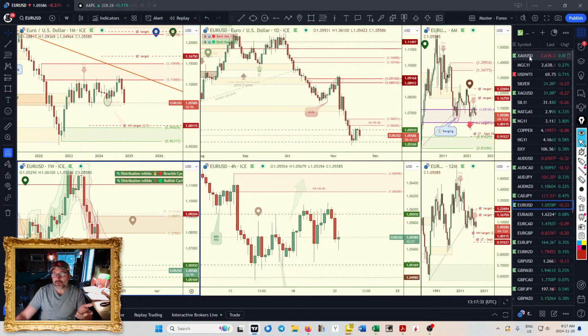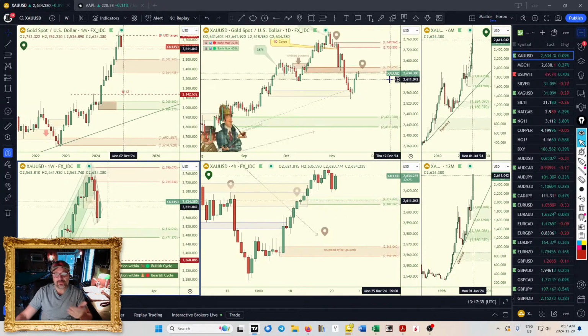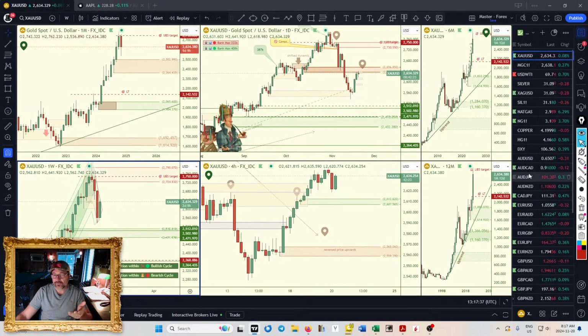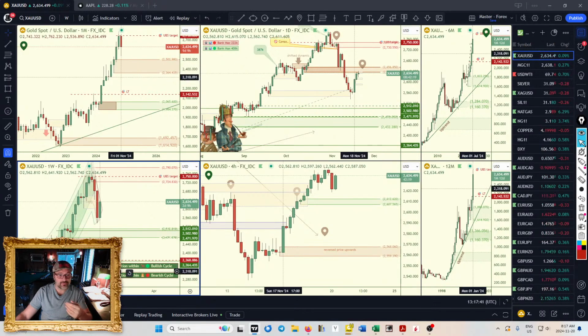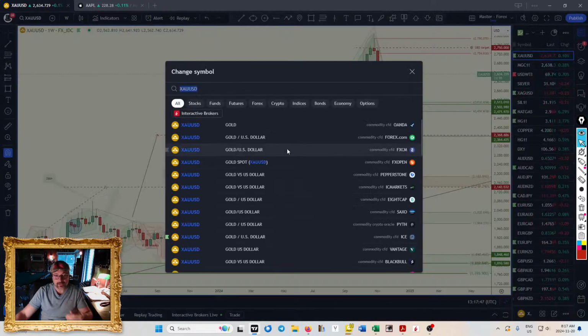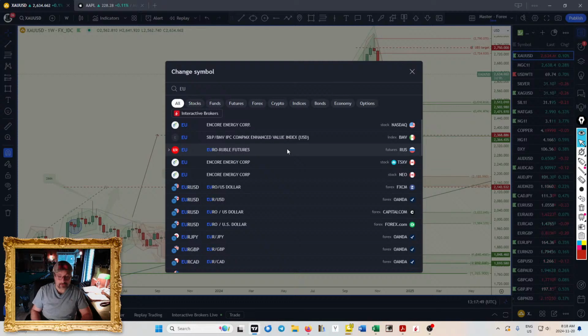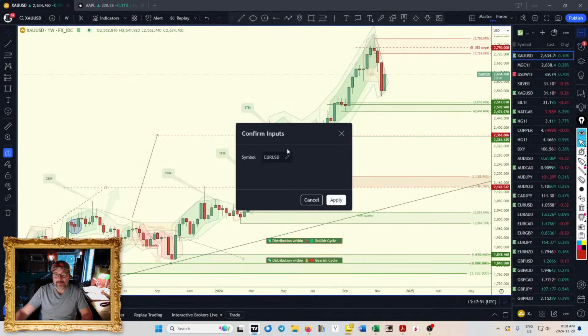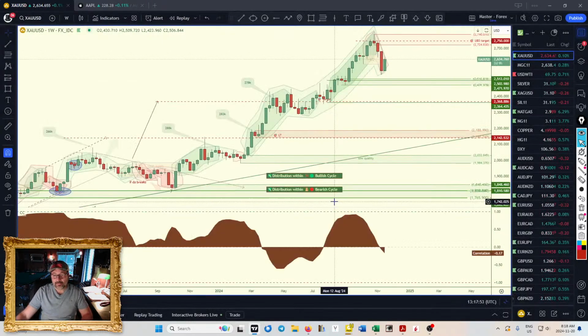Because when we look at gold, we'd like to see a correlation between the two. We want to see that they're both going to move in a similar fashion. So let's look at the correlation between gold right now and euro US dollar. Let's take a look at that. We'll put it up here.